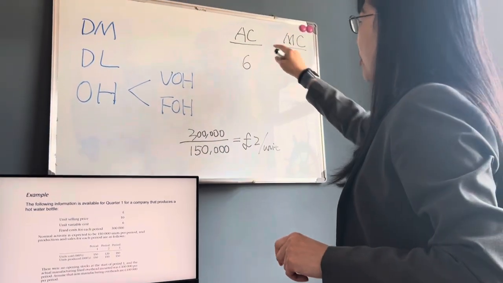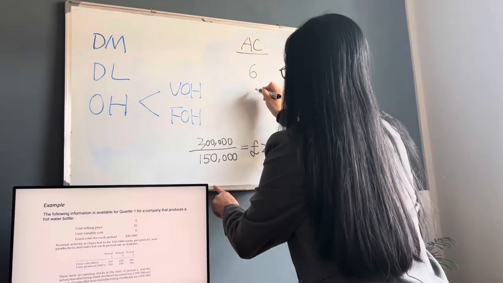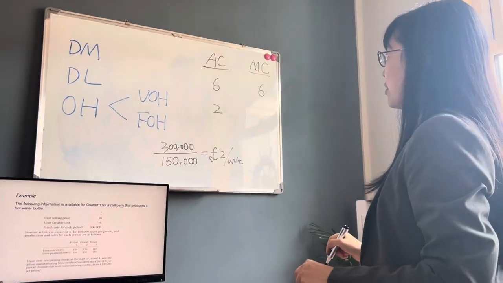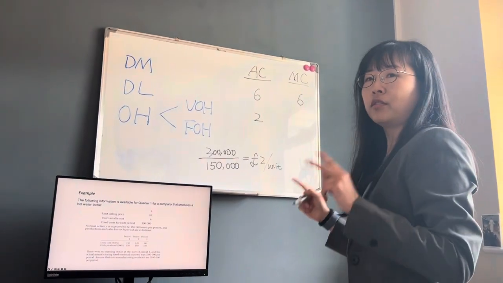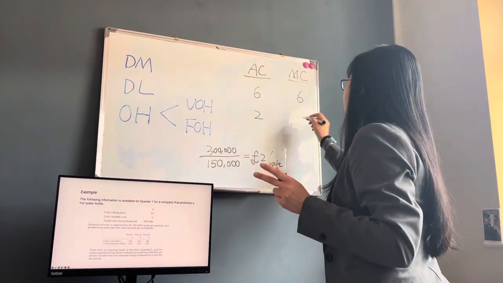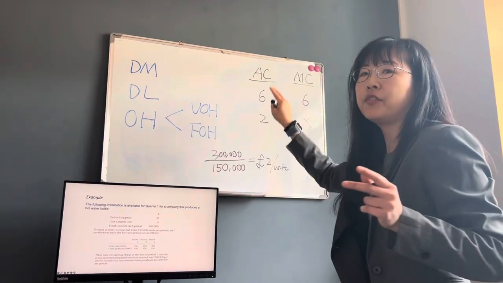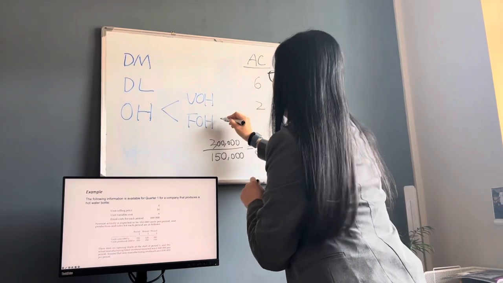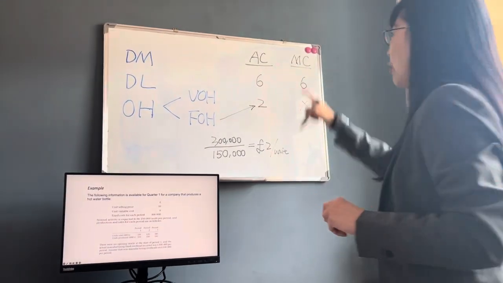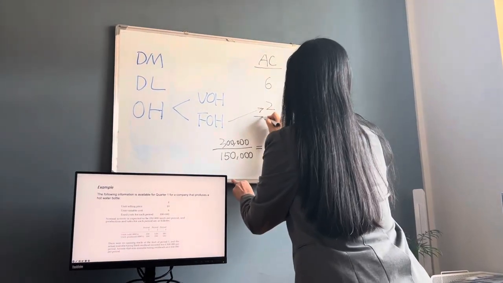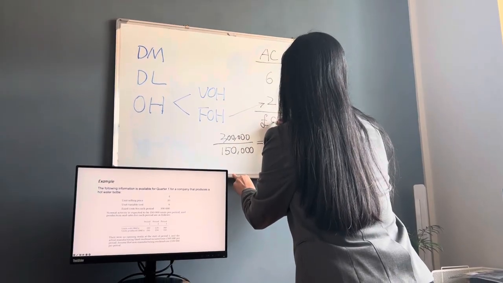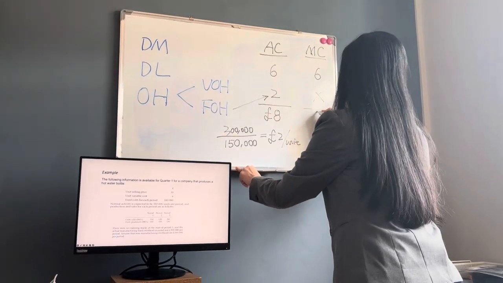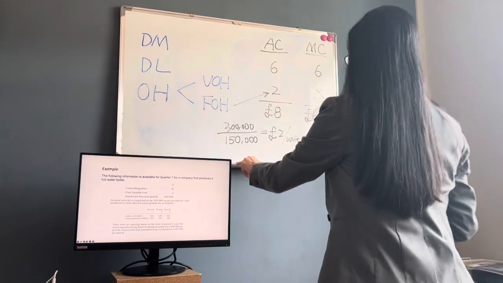Under absorption costing method, we need to add the £2 here, joining the full costing method. Under marginal costing method, do we need to add it on? No, because we treat fixed overhead as period cost. That's only true for absorption costing method. So we calculated £8 per unit under absorption costing, and £6 per unit under marginal costing.